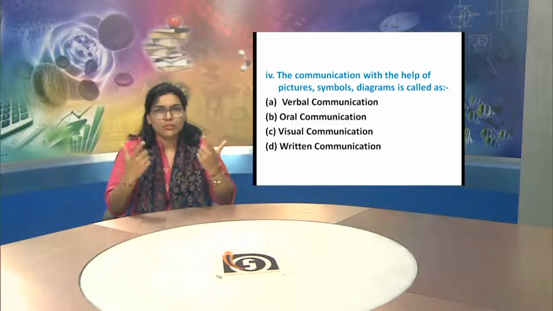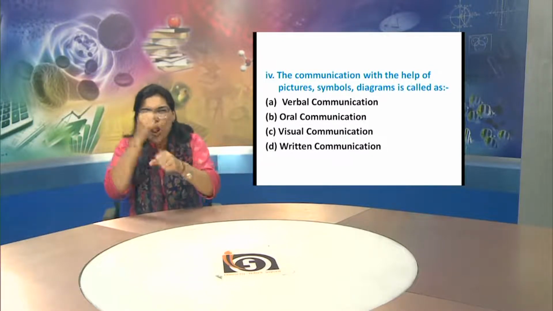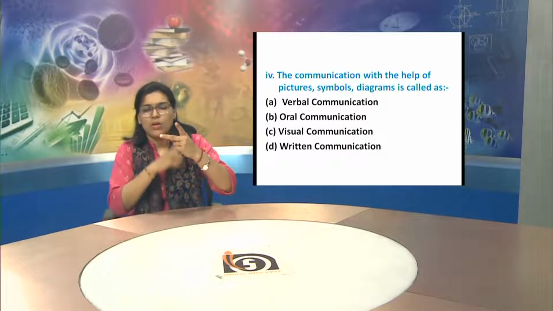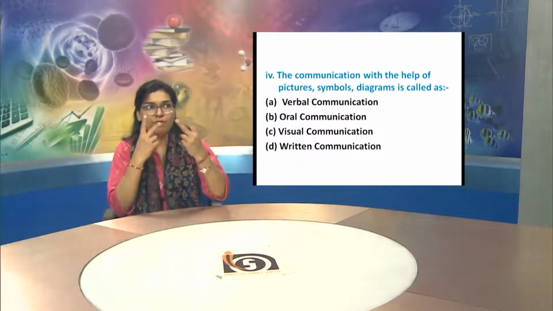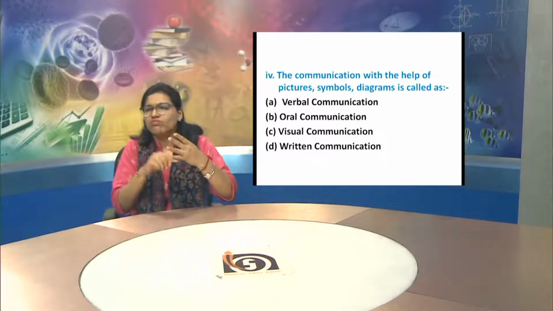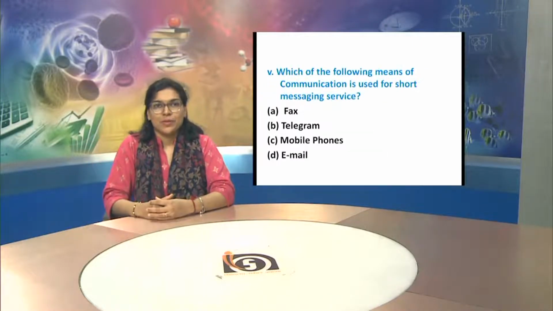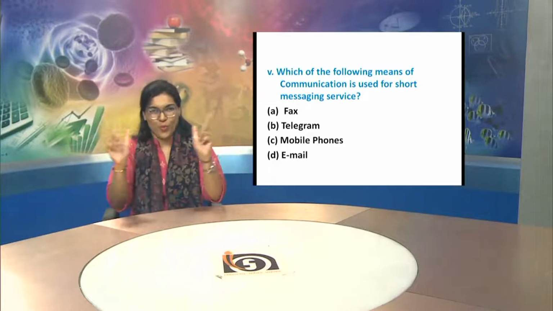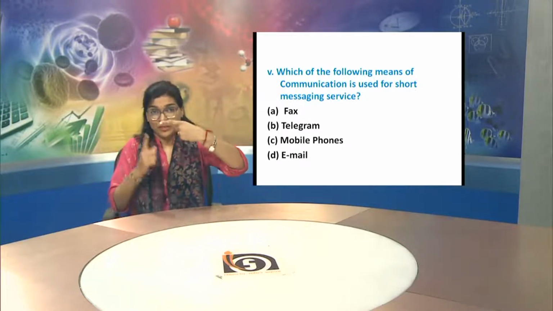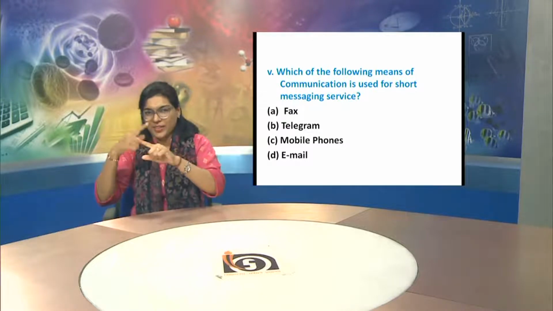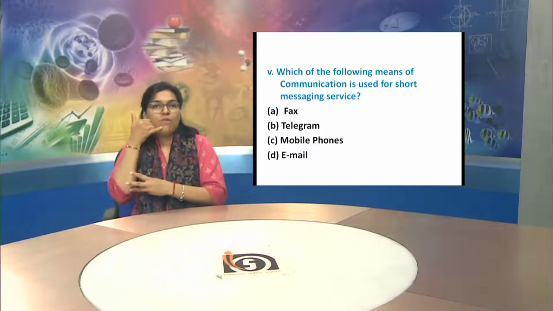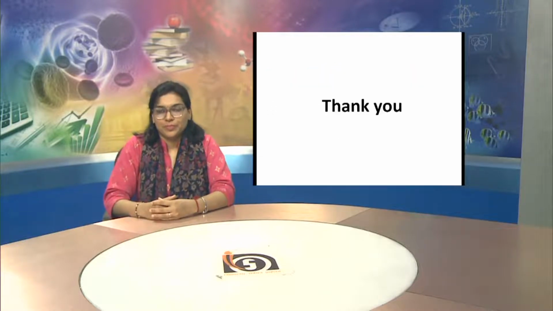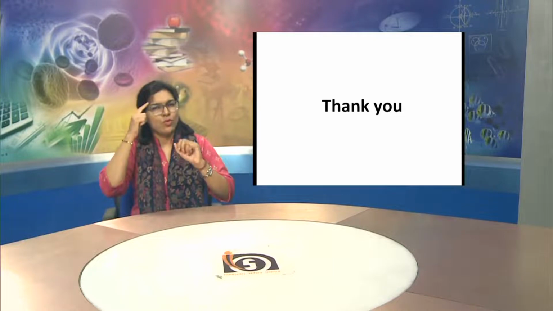Fourth question. The communication with the help of picture, symbol, diagram is called: first, verbal communication; second, oral communication; third, visual communication; fourth, written communication. Fifth: which of the following means of communication is used for SMS, short messaging service? Fax, telegram, mobile phones, email?